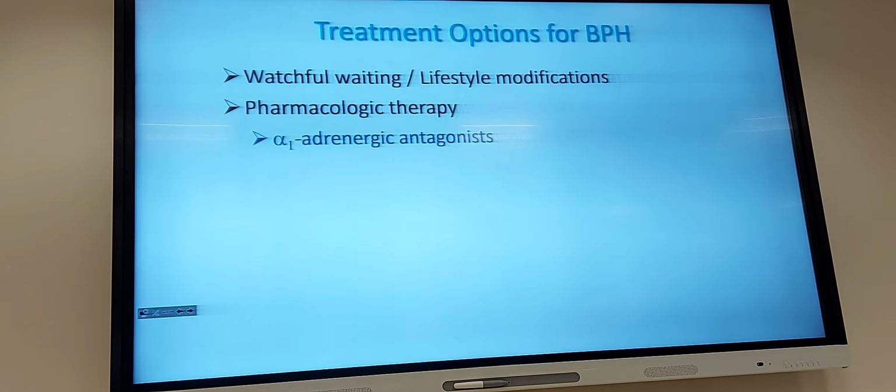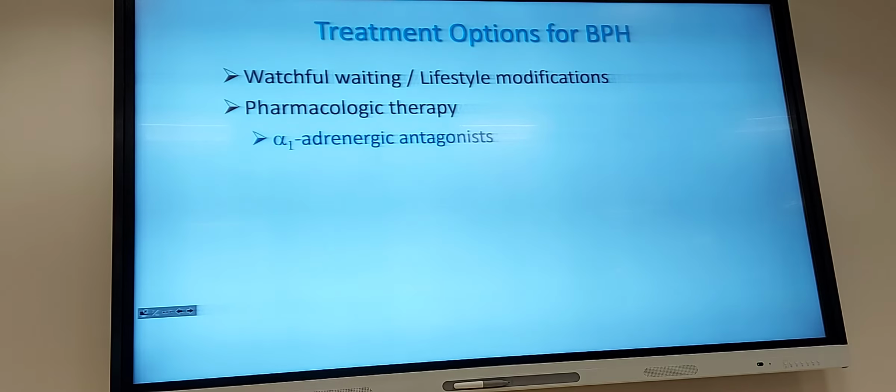I'm talking blockers. Phenoxybenzamine was the first drug which was used for BPH, but now we don't use that. So we are not talking about the alpha 2 blocker. Now we are just concerned with alpha 1 blockers.